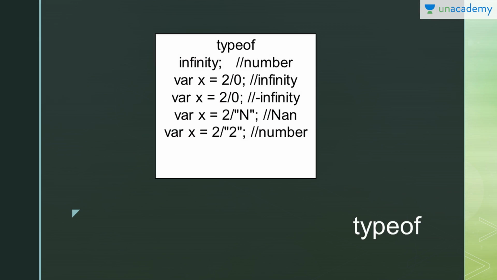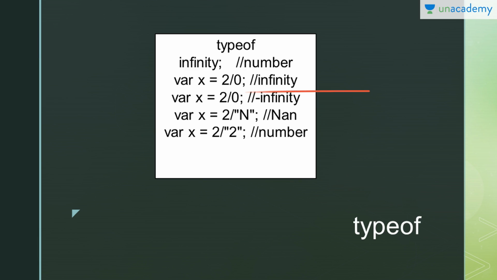Okay, now we have the typeof function. Whenever you use typeof, it returns the type of the variable value that you have written. Here, if you use typeof Infinity, then it is a number. If you use variable x equals 2 by 0, it will return Infinity. Variable x equals minus 2 by 0, so it will return minus Infinity.